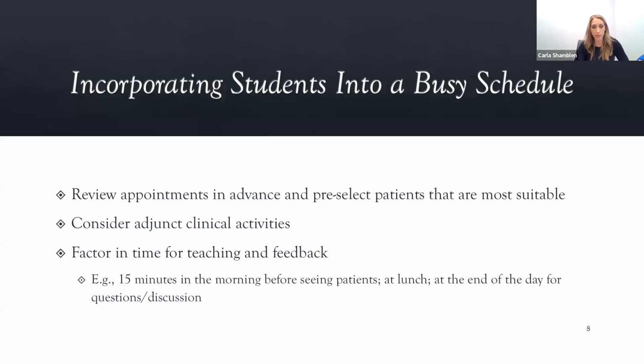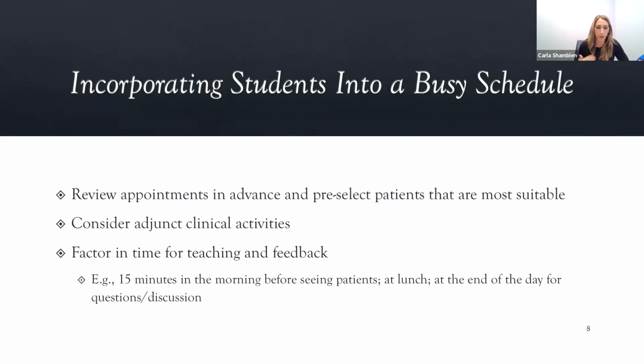So how do we incorporate students into a busy schedule? That's always one of the big things that I hear from preceptors as well, or wannabe preceptors. And I think sometimes we have the mindset that we think students have to see every patient that's on our schedule, and that's not the case. So a lot of times what you can do is look at your schedule in advance for the day and pre-select patients that are coming in based on their chief complaint or based on your own knowledge of how those visits typically go. Are they an easier patient to deal with?